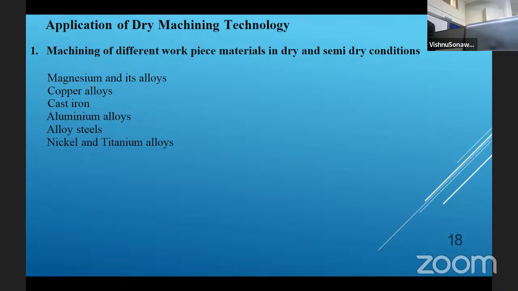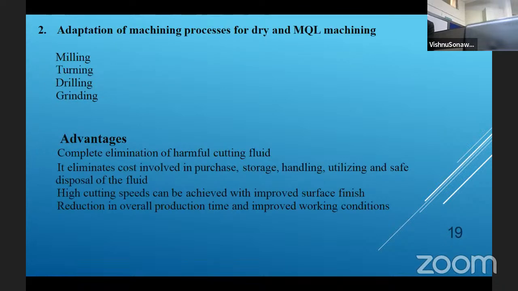Here, these are the types of materials we can use for the application of dry machining technology. Here we can use minimum quantity lubrication for the different types of machining processes, such as milling operation, dry milling, dry turning, dry drilling, and dry grinding. These are the different types of dry machining, and we can eliminate the harmful cutting fluids during minimum quantity lubrication, that is the MQL, right?